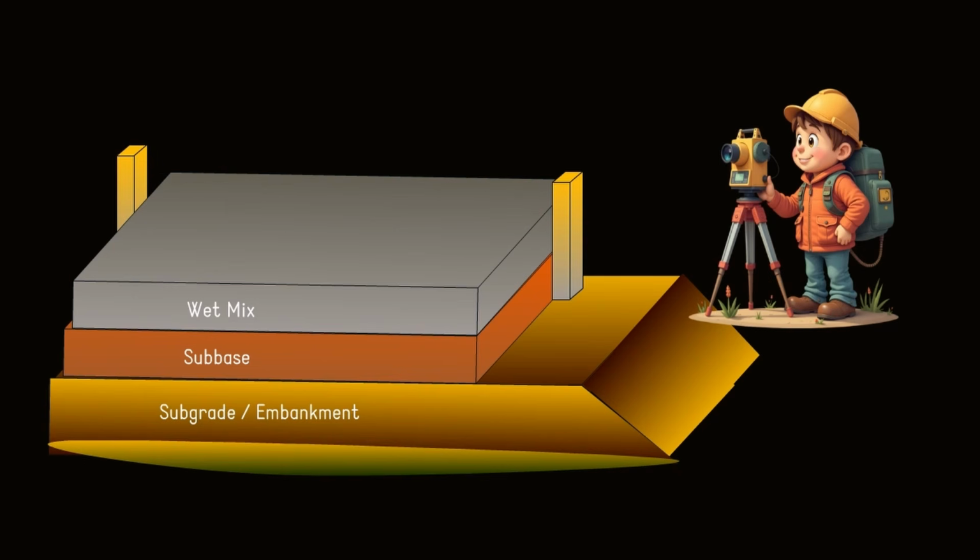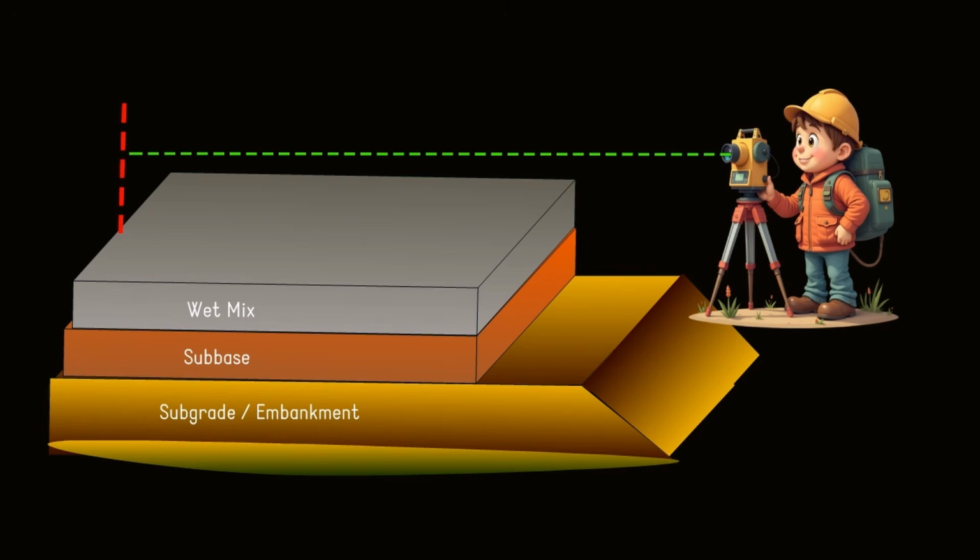To check compliance with this requirement, measurements of surface levels shall be taken on a grid of 10 meters longitudinally and 3.5 meters transversely along the pavement. The average of 10 measurements shall not exceed 3 millimeters above the permitted limit.